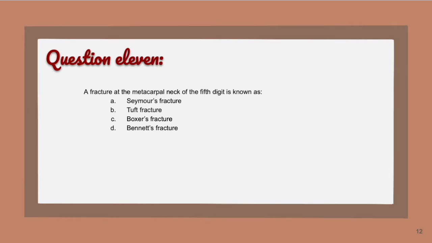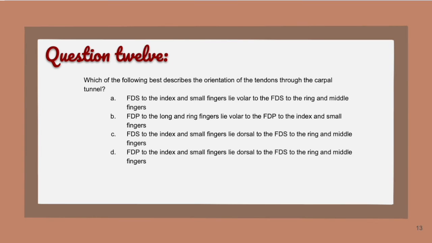Seymour's fracture, B. Tuft fracture, C. Boxer's fracture, D. Bennett's fracture. Question 12. Which of the following best describes the orientation of the tendons through the carpal tunnel?